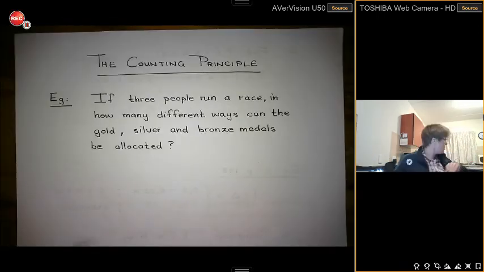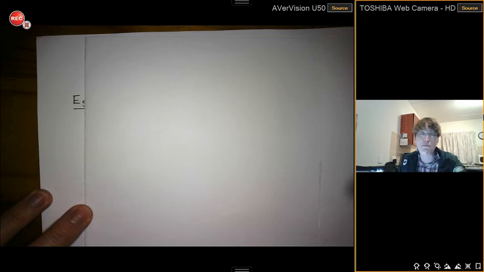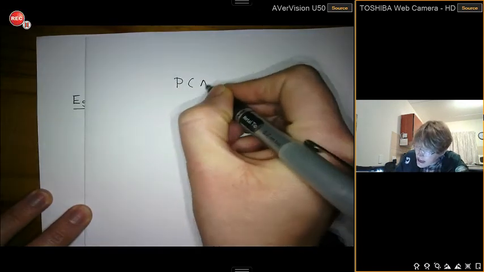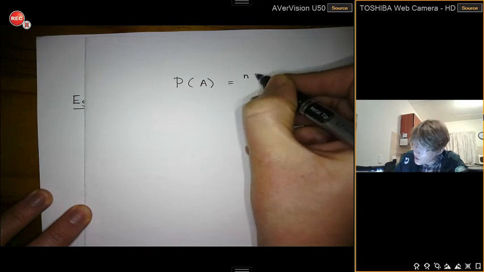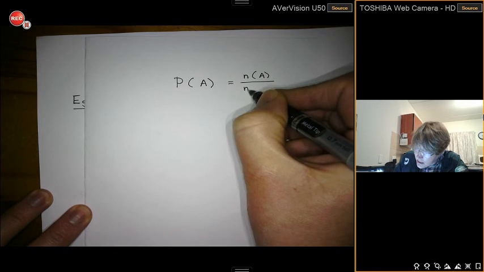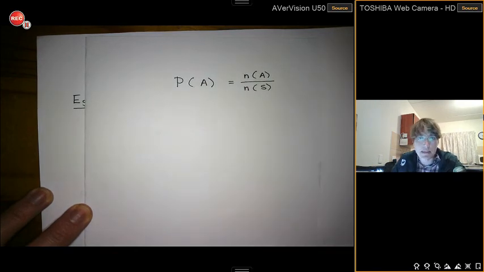Let's just quickly get sidetracked a little bit. If you look at the definition of probability, it says the probability of an event A happening is equal to the number of ways in which that event A can happen, divided by the number of ways in which everything in that sample space can happen.